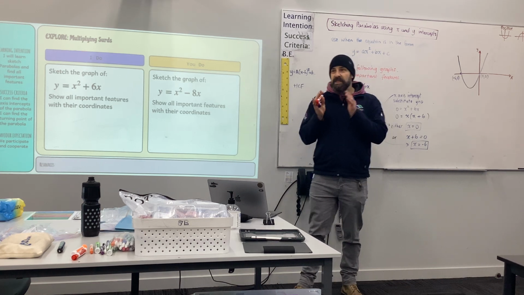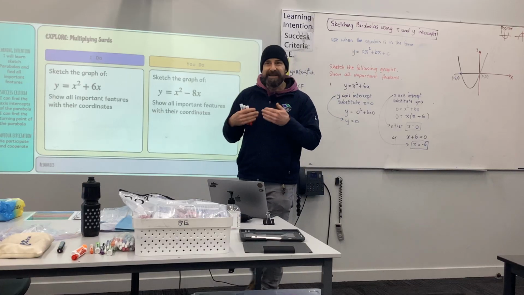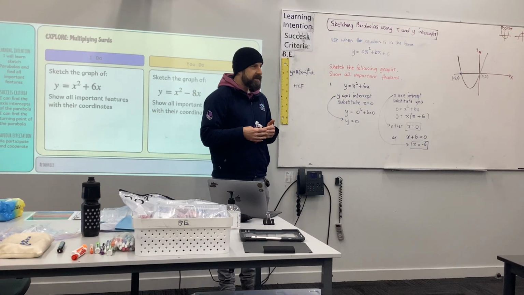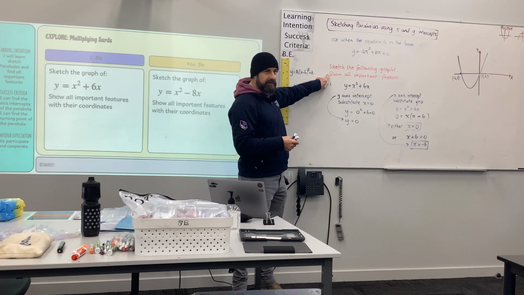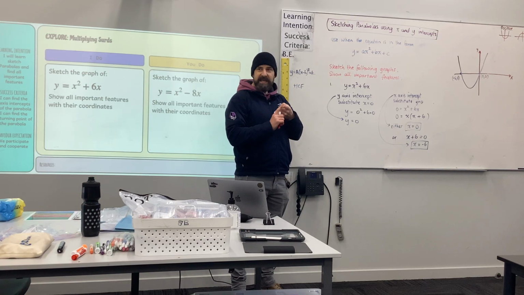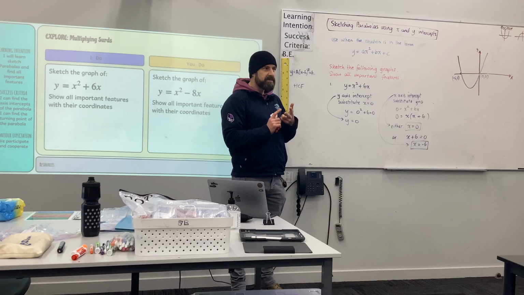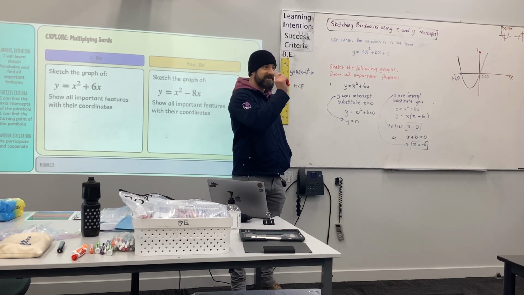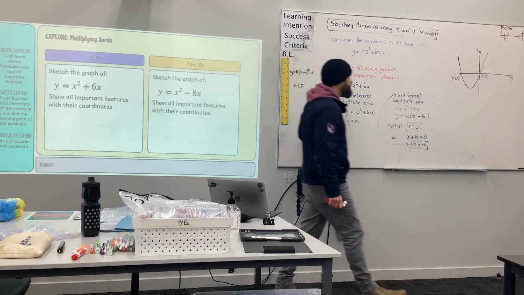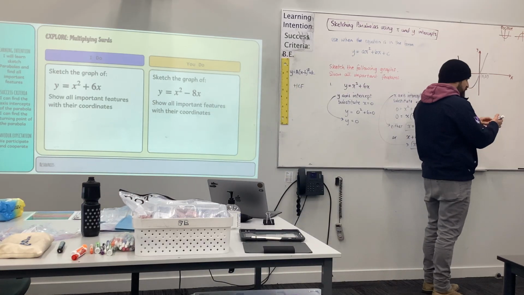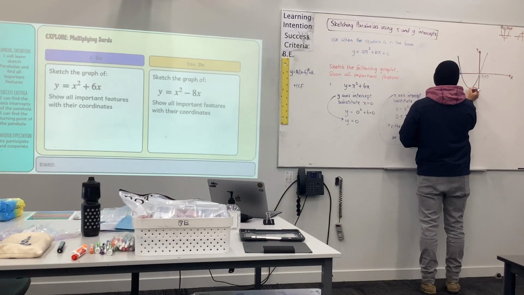Okay. These questions take a while. I am not finished yet. The reason I am not finished is because it says show all important features. I've got my x-intercepts, I've got my y-intercepts. What am I missing? The vertex. Beautiful, we got there. The turning point or the vertex. So we want to find out what the coordinates of this point here is.